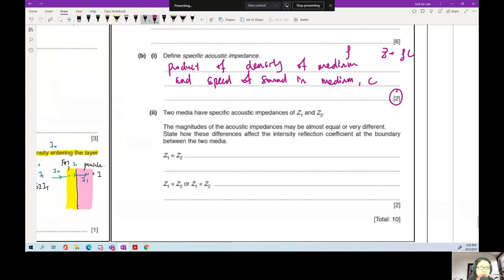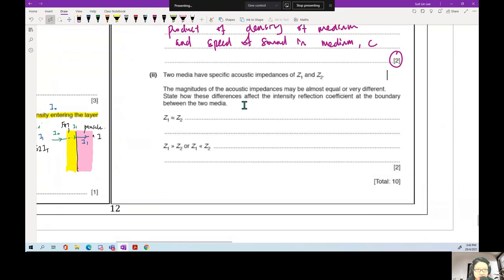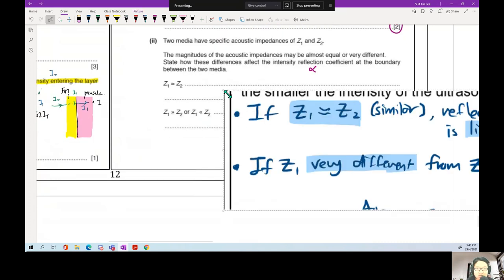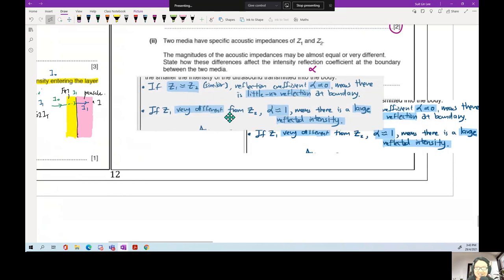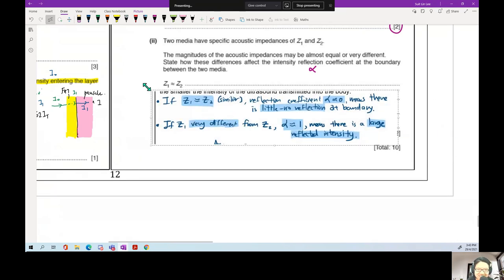2 marks, so you have to make sure that you mention this is the density of the medium and the speed of sound in the medium. So here is where they talk about Z1 is more or less equal to Z2. Z1 is bigger or Z1 is less than. Okay, so the differences will affect the intensity reflection coefficient, which is alpha. So legit, you can just put in this answer here. Life is nice, right?